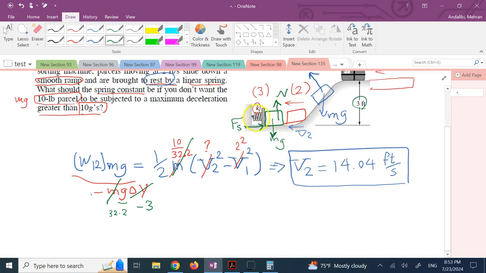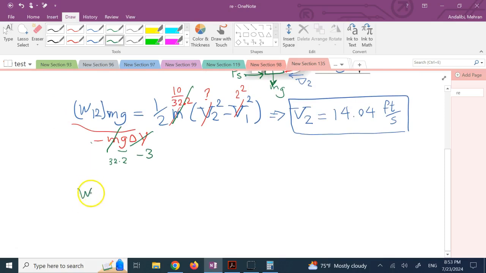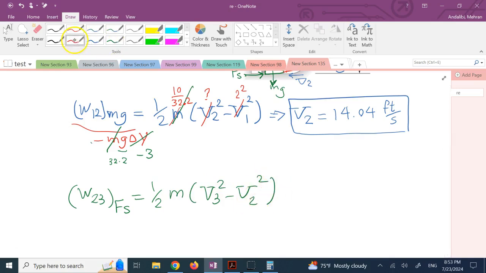mg and n between 2 and 3 will do no work because they are both perpendicular to this horizontal motion. Work of mg, remember, is negative mg delta y, but 2 and 3 are at the same y level, so there is no work. The only work between 2 and 3 is the work of the spring. So w between 2 and 3 is only due to the spring force, and this is equal to 1/2 times m times v3 squared minus v2 squared. Now in this case, v2 is known.